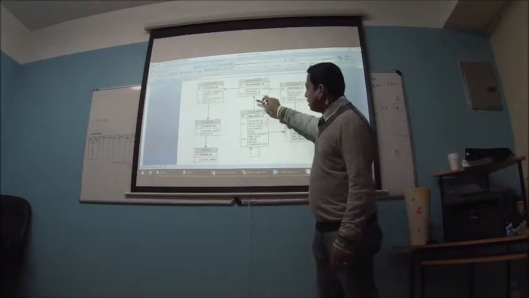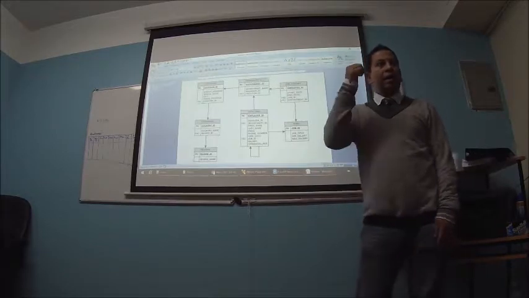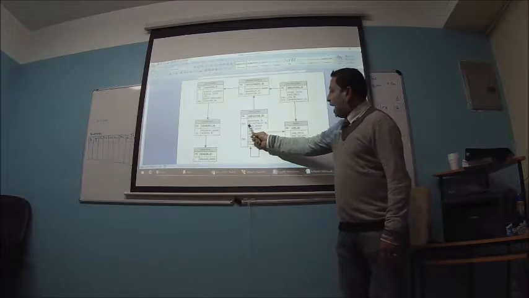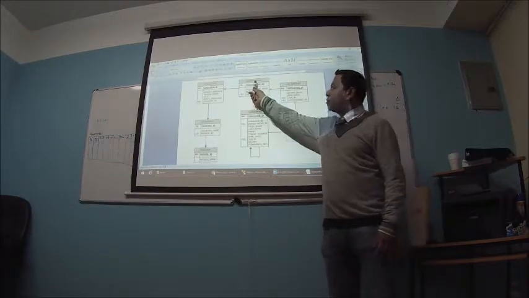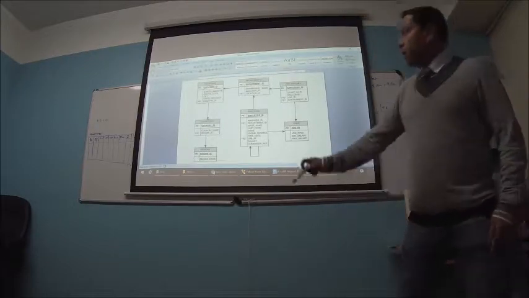This table is departments. This table has a department ID. This table has a department ID. No, take a look. Yes, but it's the primary key. So if it has to be a foreign key in one table, it must be a primary key on a different table. You understand that? Now take a look.